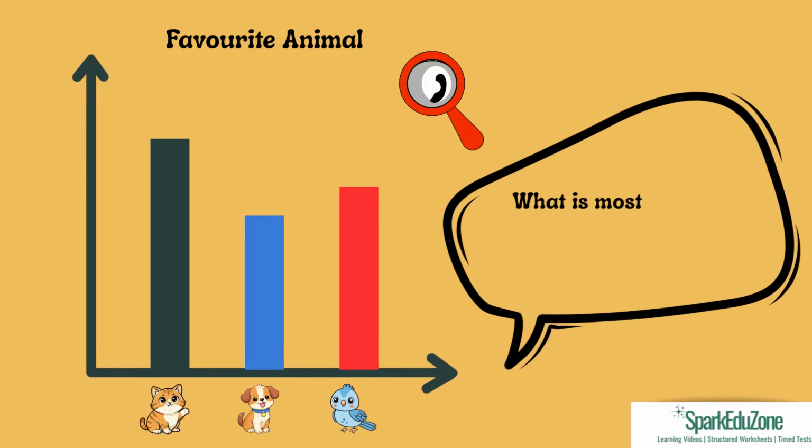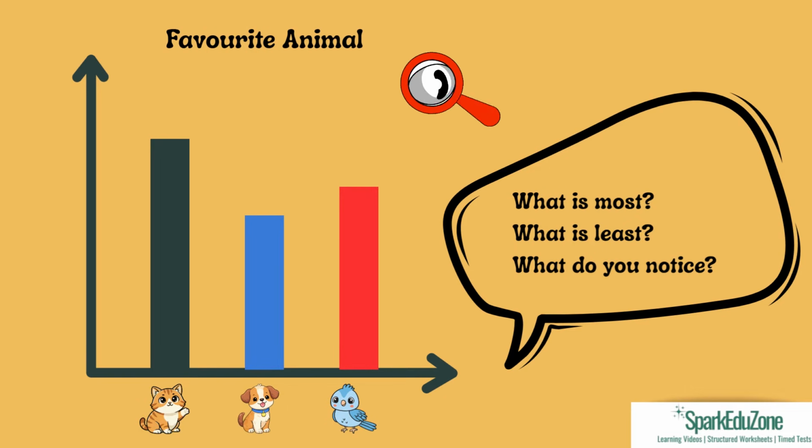Now interpret the graph. That means explain what it tells you. Maybe most students chose cats. Maybe only a few chose birds. You are reading the data like a detective.